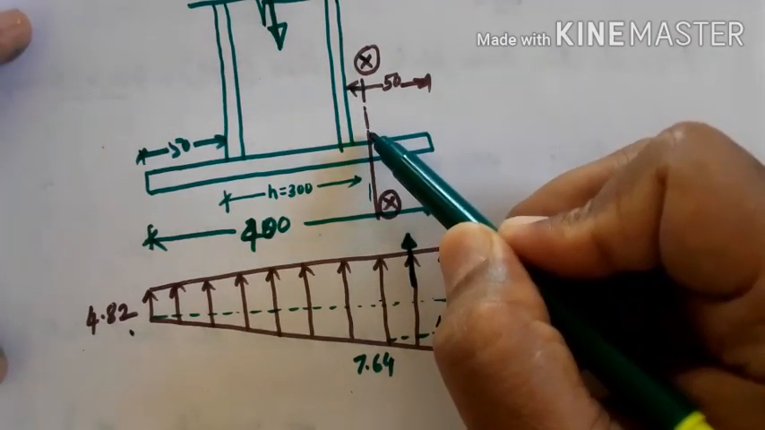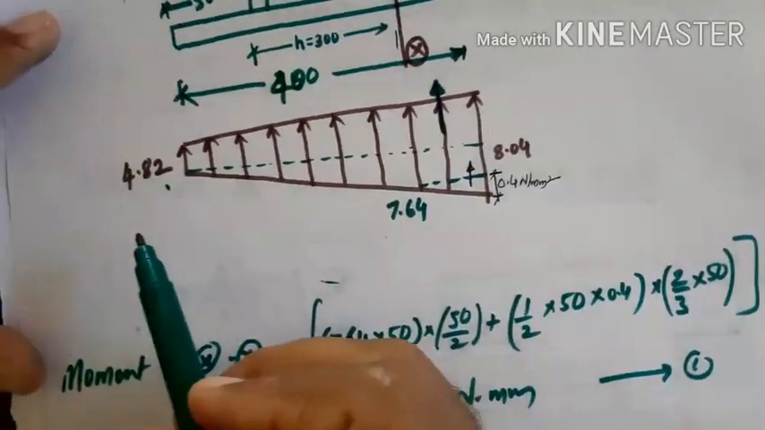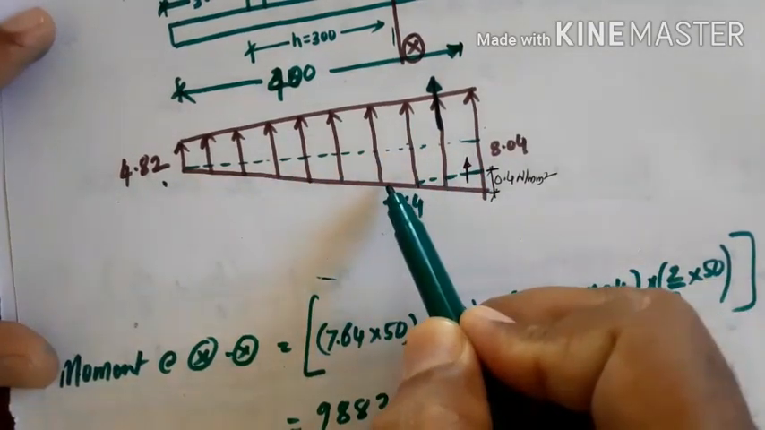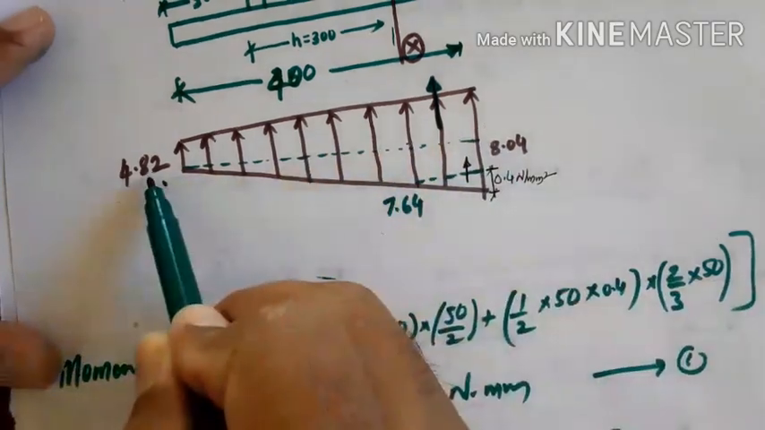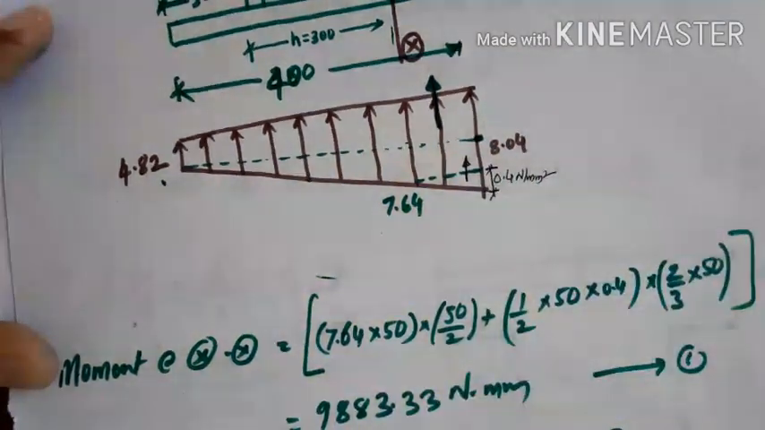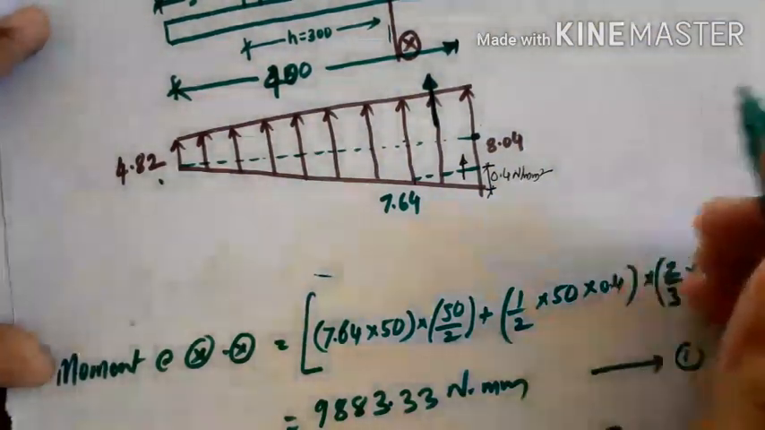Then the moment of resistance of the base plate. To calculate that, first I have divided this into a rectangular portion and a triangular portion. For the rectangular portion, if I take from here till here, I get 4.82, and then I have a maximum of 8.04 here. It will be like this.